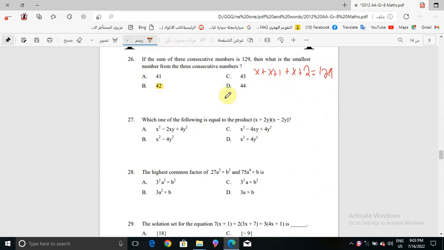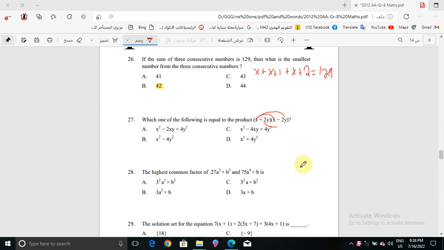In question number 27 it says, which one of the following is equal to the product of x plus 2y times x minus 2y? Now here, we will multiply x times x and x times negative 2y, then 2y times x and 2y times negative 2y.